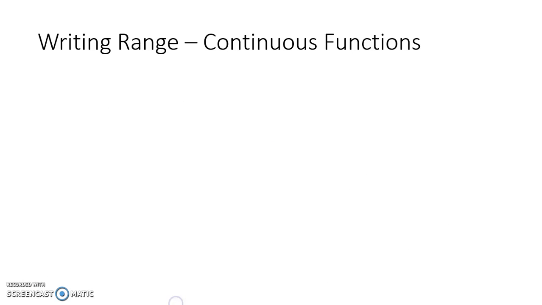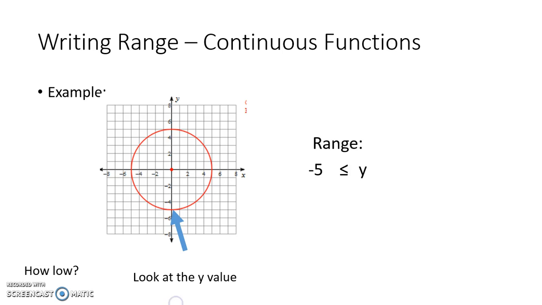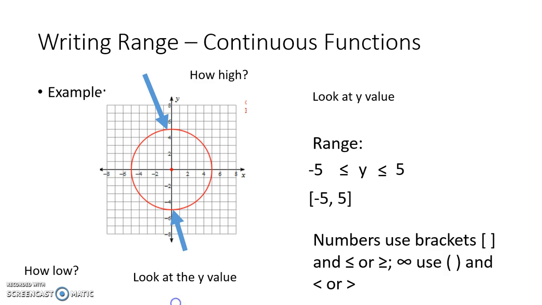Okay. Same example graph for the range. So for the range, how low? So look at the y value. It's -5 is less than or equal to y. And then how high? It's +5, so it'd be less than or equal to 5. There's your inequality notation, and your interval notation is written the same way. Just keep in mind that numbers use brackets and the less than or equal to sign, and greater than or equal to, and the infinity uses parentheses and the less than or greater sign.